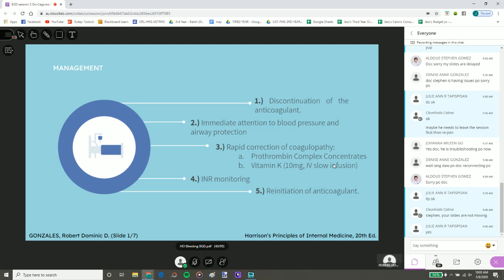We have an alternative for PCC, which is fresh frozen plasma. However, this is not recommended if PCC is available. So we also have INR monitoring and reinitiation of anticoagulants.